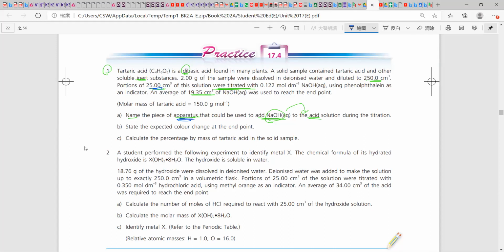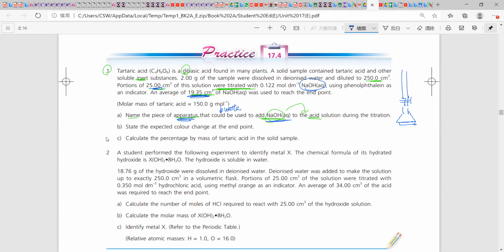Now take a look at the wording: 25.00 cm³ of solution was titrated with NaOH. So what you may imagine is this setup. The question comes: NaOH, where is NaOH? Burette. Yes, that's right, a 25 cm³ burette. It says 19.35 cm³ is added.